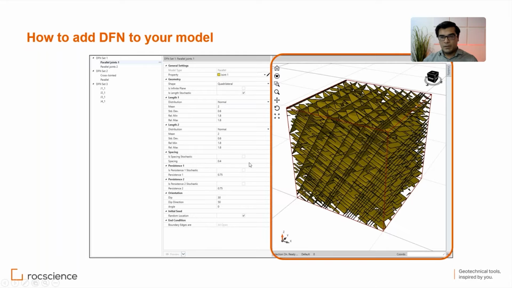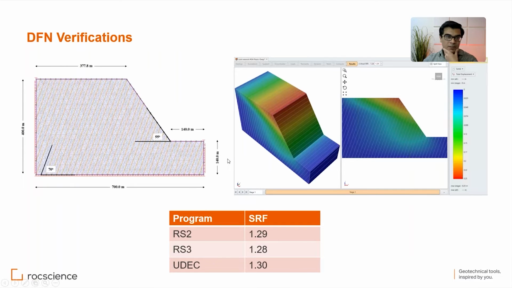Before I show you a demonstration, I just wanted to mention that we did a lot of verification for the DFN. We compared our results with other products such as RS2, of course, and UDEC. Here, I just show you 3 examples. So we measured the stability of the jointed rock mass. We did the SSR analysis.